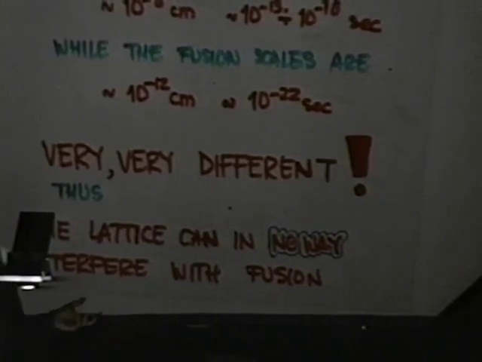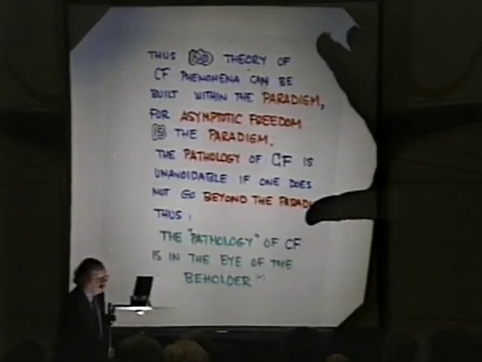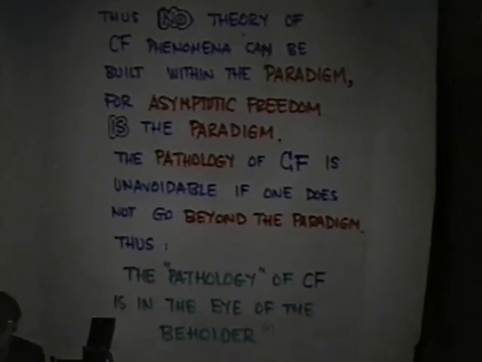So the scales are different, so they cannot mingle with each other. They cannot interfere with each other. So the lattice can in no way interfere with fusion. Thus, no theory of cold fusion phenomena can be built within the paradigm. And this is a theorem.